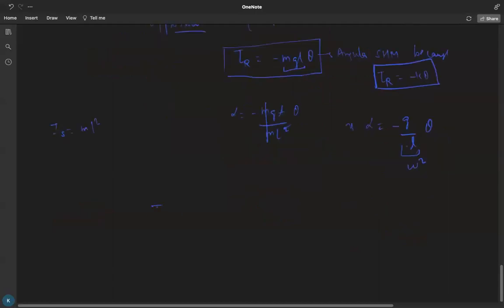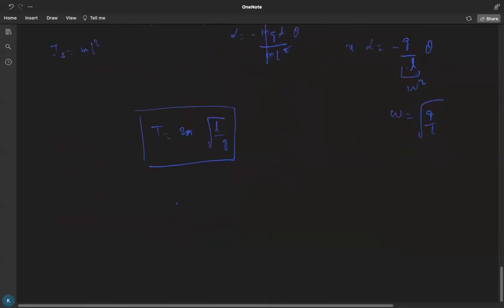So our time period is nothing but 2 pi root under L by g, because time period is 2 pi by omega, right? Our omega from here is root under g by l, obviously. So the time period is 2 pi root under L by g.